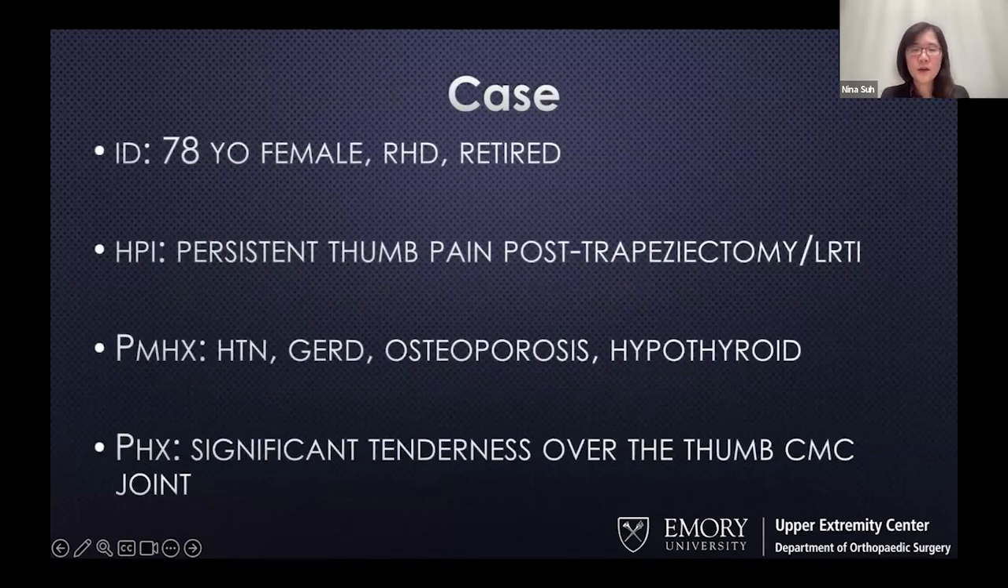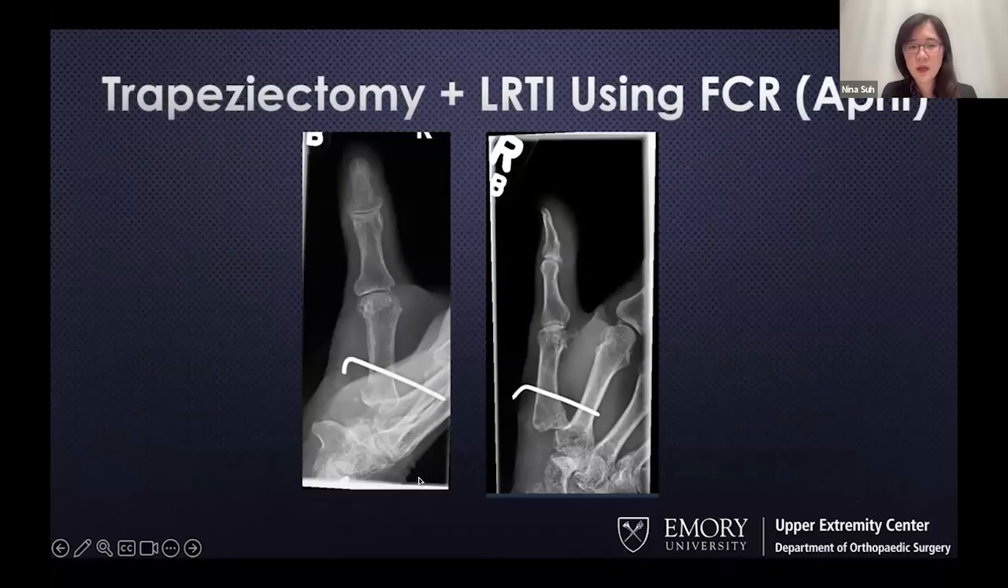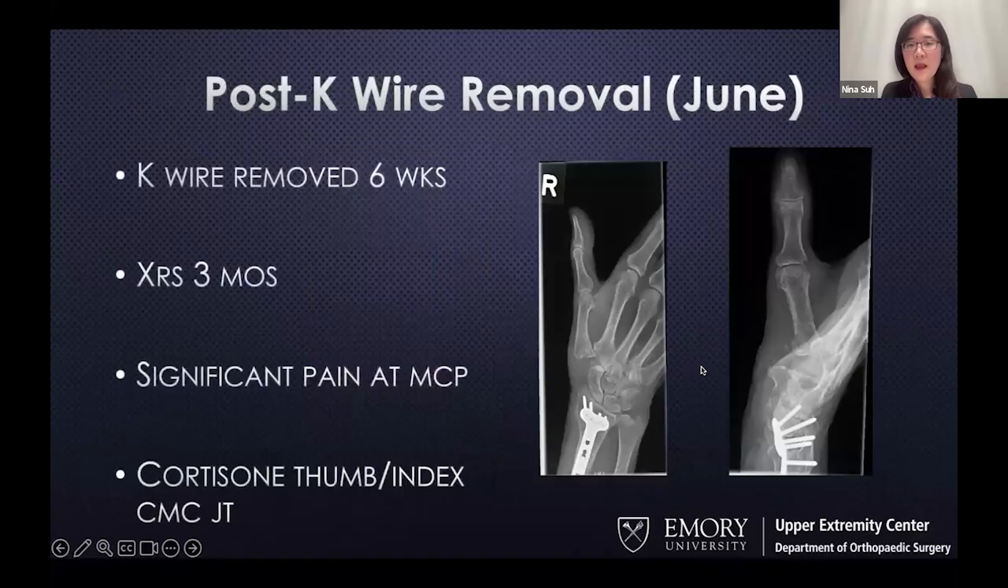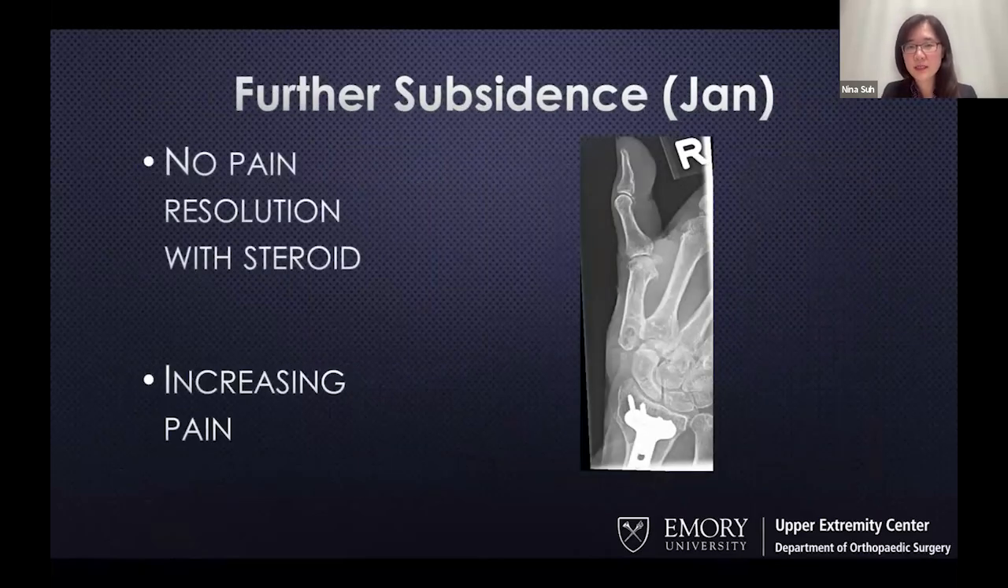So this is a case, it's actually very hard. I don't routinely K-wire for my LRTIs, but this is a patient who is a 78-year-old female, right-hand dominant, retired, with persistent thumb pain post-trapeziectomy LRTI. Regular past medical history, had significant tenderness over the thumb CMC. So this patient actually had trapeziectomy with FCR, had pinning, had the K-wire removed, had some subsidence, had significant pain at the MCP as well as the thumb index joint area, had injections that really didn't help, but really, as you notice, is getting a lot of subsidence.